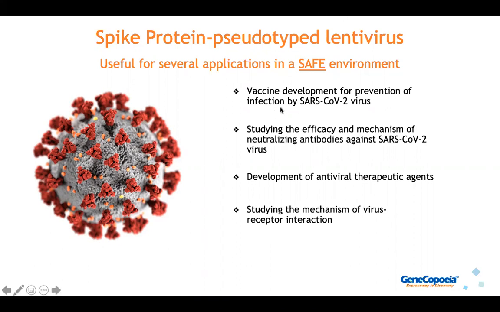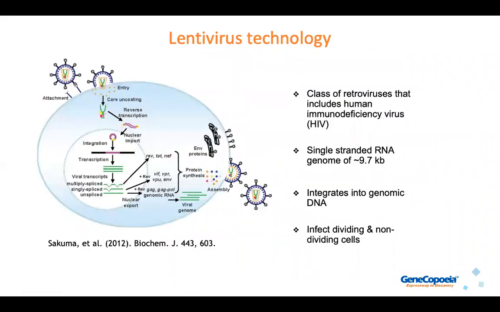Normally, working with live COVID-19 virus requires biosafety level 3 conditions, and as we know, it's a potentially very dangerous virus. Well, if you want to study certain applications like vaccine development or the efficacy or mechanism of neutralizing antibodies against SARS-CoV-2, you can do this using lentivirus in which the membrane protein has been replaced with the spike protein. It's also useful for development of antiviral therapeutic agents, as well as studying the mechanism of virus receptor interaction. So this is how it works.